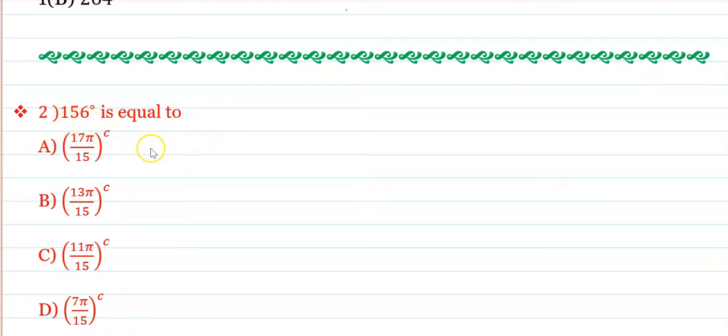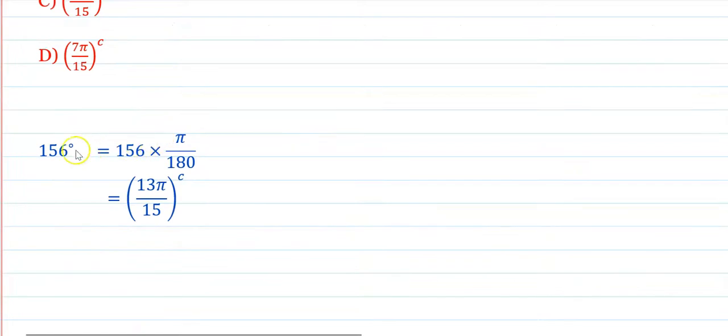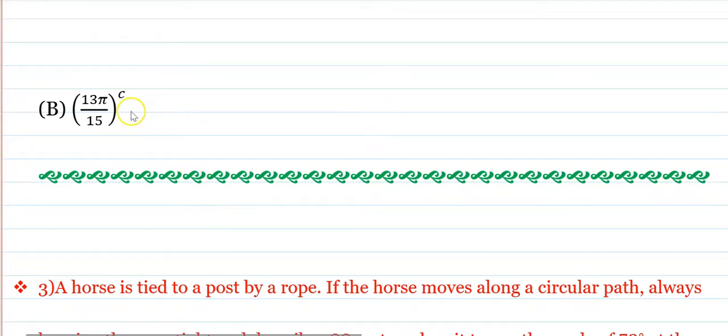Now the next, second question. 156 degree is equal to 17 pi upon 15 radian, 13 pi upon 15 radian, 11 pi upon 15 radian and 7 pi upon 15 radian. Now to convert this degree into radian, we have to multiply by pi upon 180. 156 degree is equal to 156 into pi upon 180, and if we simplify it with the help of 12, you will get 13 pi upon 15 radian, and that's why option B is the correct one.